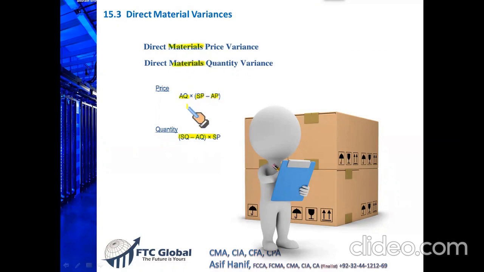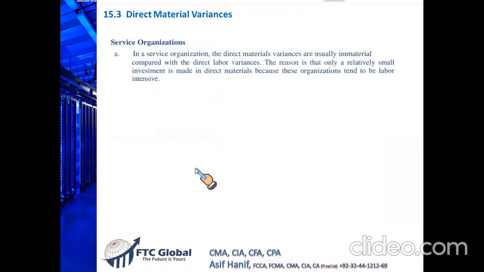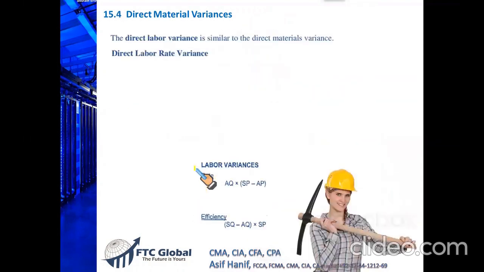But in labor, AQ would mean the actual quantity of hours worked, standard price of labor, actual price of labor. In the quantity variance for labor, it's going to be standard quantity of hours that should have been used, actual quantity of labor hours actually used, multiplied by the standard price of labor per hour. So the formula will use the same characters, AP, SQ, AQ. Let me show you in our labor variance. See, the same formula.